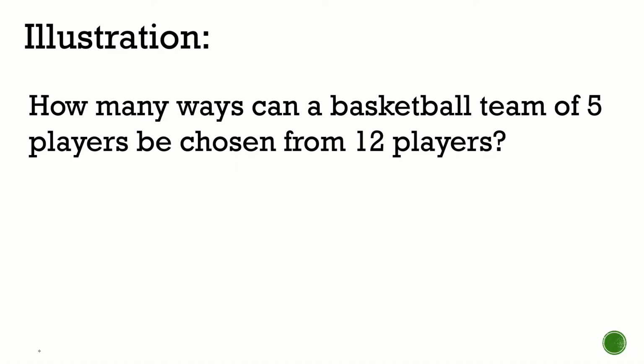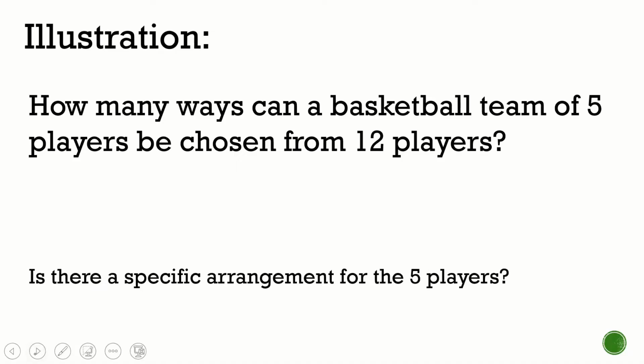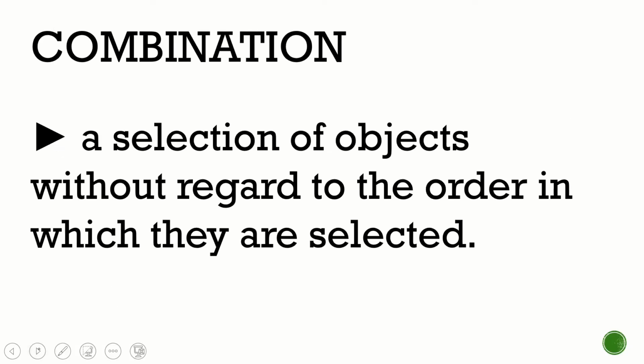How many ways can a basketball team of 5 players be chosen from 12 players? Ask yourself this question: is there a specific arrangement for the 5 players? If the answer is no, then we're talking about combination, and actually the answer is no here. Combination is a selection of objects without regard to the order in which they are selected.